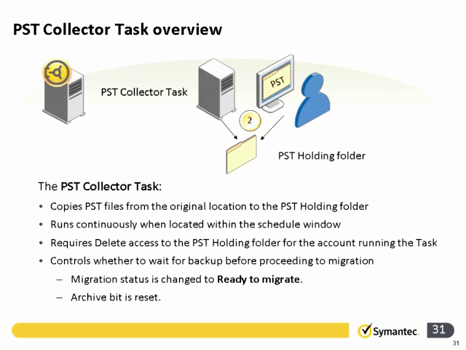And it controls whether to wait for backup before it proceeds to the migration task. And you can either do it one of two ways. You can set the migration status has been changed to ready to migrate, or you can use the archive bit on the actual physical file itself in the Pst holding folder.